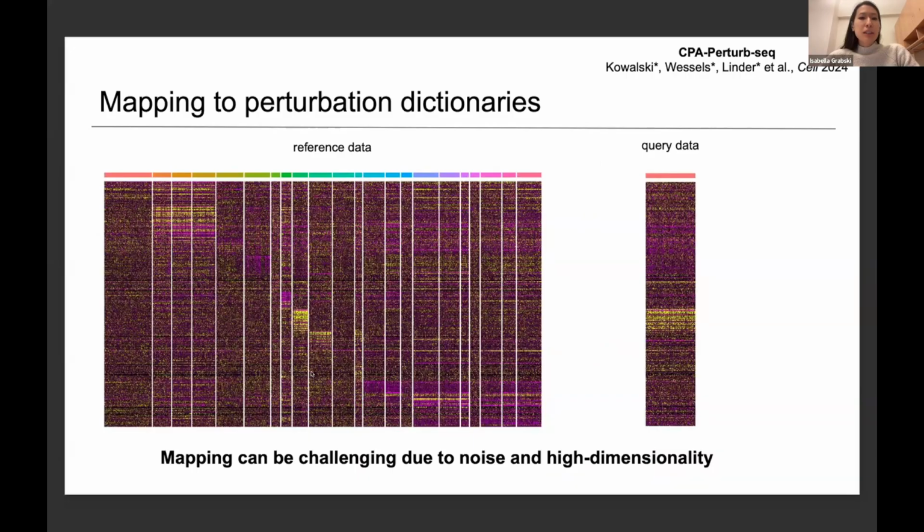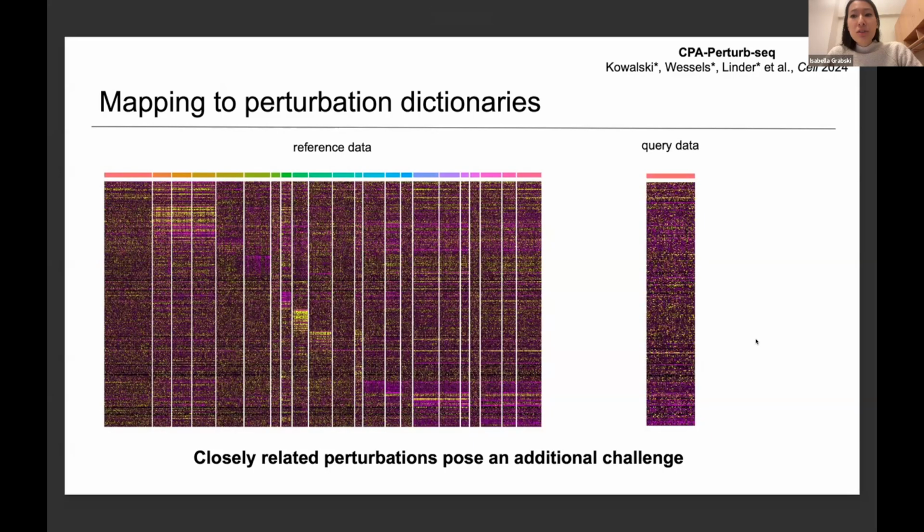Here's an example of a real perturbation screen on the left, where I've grouped cells by these colors at the top according to the perturbation they received. Now let's say we have this group of query cells on the right that all got the same perturbation, and we want to map them to this reference to figure out which one it is. We have a lot more noise here than in our schematic from before, but in this case, at least by eye, we can identify that the cells received this perturbation. We can think of this signature, this pattern of gene expression that allowed us to make the match, as the RNA fingerprint for this perturbation.